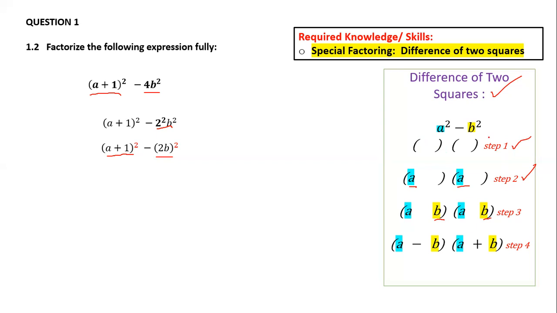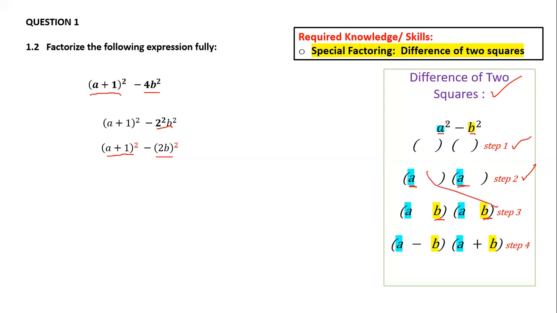First, you open two brackets. Next, you put the first thing squared in the brackets. In this case, the first thing squared is a, so we'll write a in each of the brackets. Next, we'll write the second thing squared in the brackets. The second thing squared is b, so we'll write b in each of the brackets.